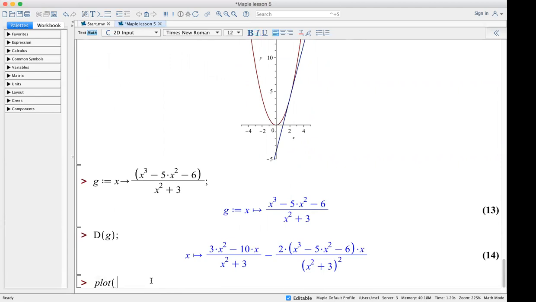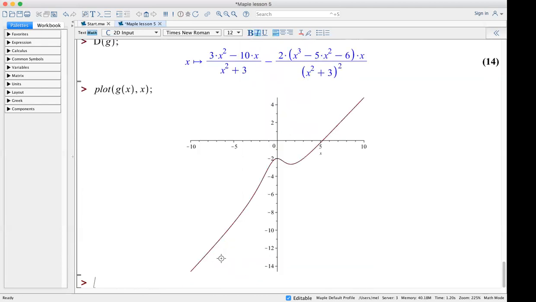If we want to plot the function g of x, it looks like that, from minus 10 to 10. If we want to plot the function together with its derivative, d of g evaluated at x. That's interesting. So this red is the function, and the blue is the derivative.